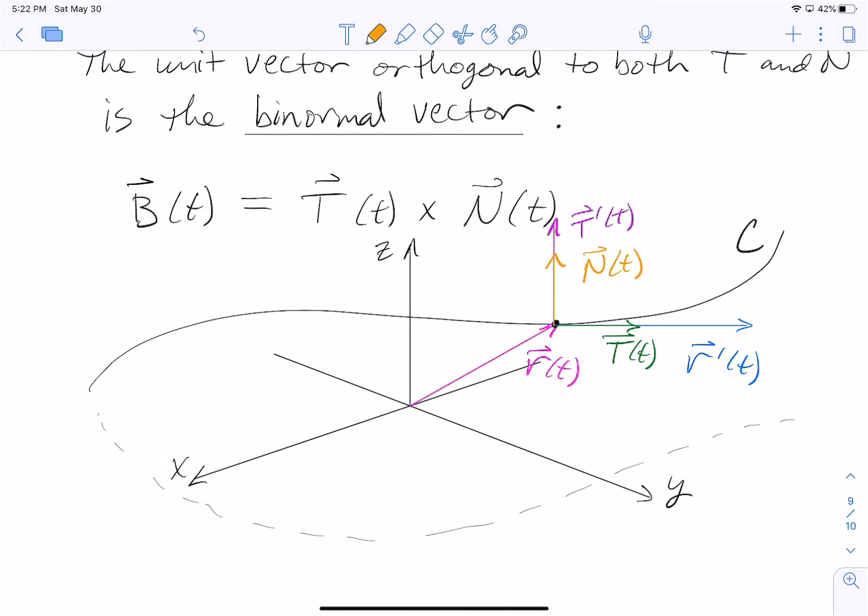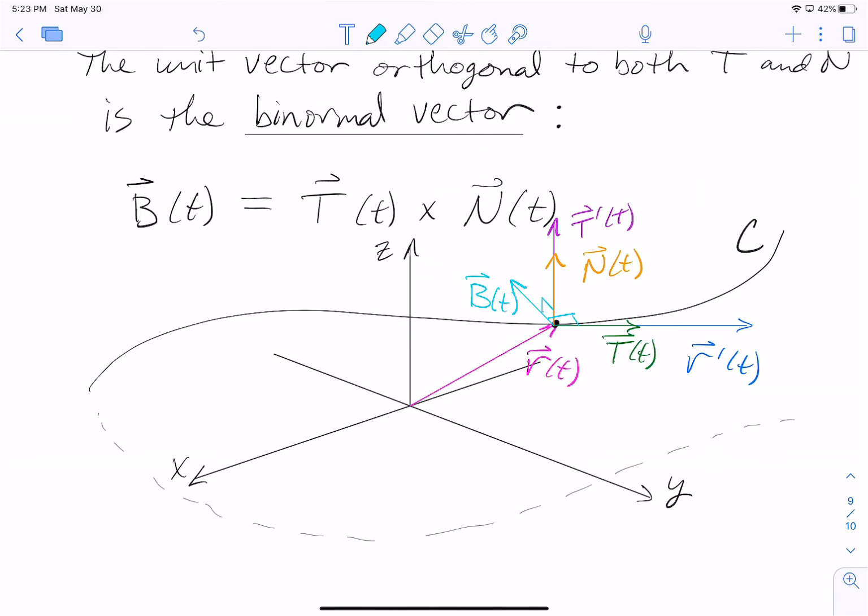Now, this binormal vector is given by T cross N, and so for how this is drawn here, we've got T pointing to the right, N is pointing up, and if I cross T with N, so if my fingers on my right hand are pointing in the direction of T, and then I curl them into the direction of N, then my thumb will be kind of sticking out of the page, or I guess it's the screen, isn't it, toward us. And that's the binormal vector B of t. It is orthogonal to both T and N.